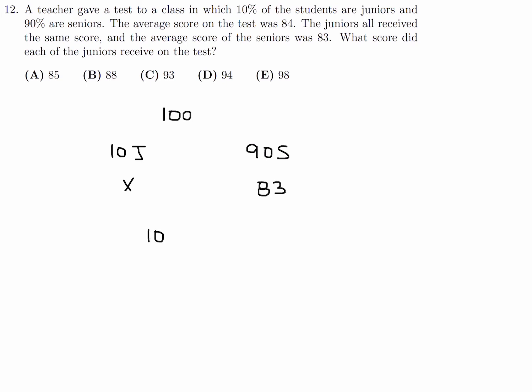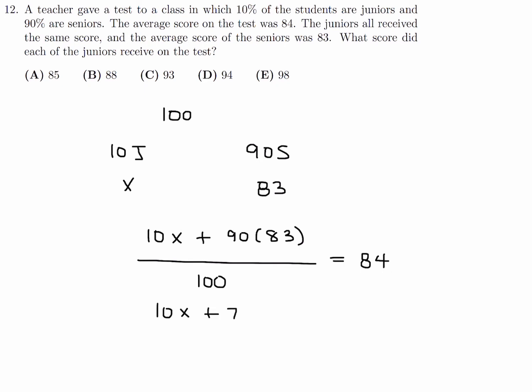So mathematically, this is 10X plus 90 times 83, all over the total number of students, and that average is 84. Solving, we get 10X plus 7470 is equal to 8400, and therefore X is equal to 93. So number 12, the answer is C.